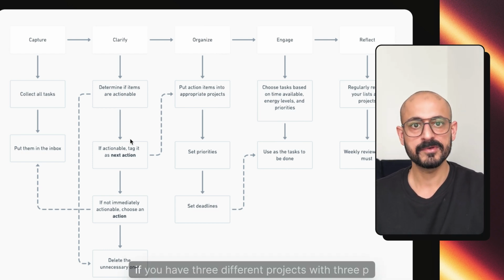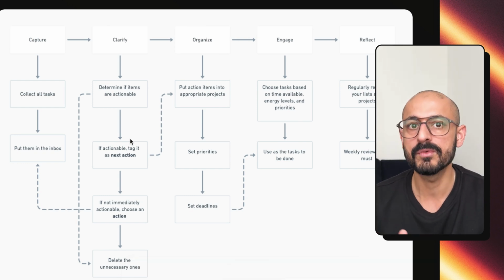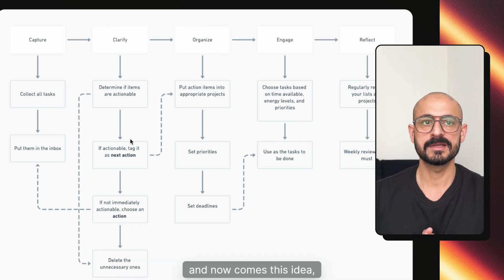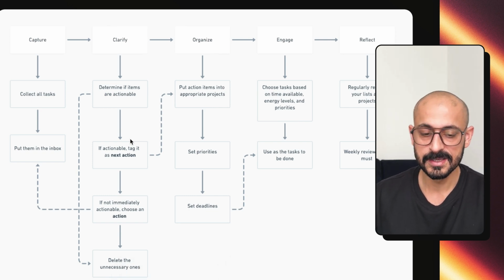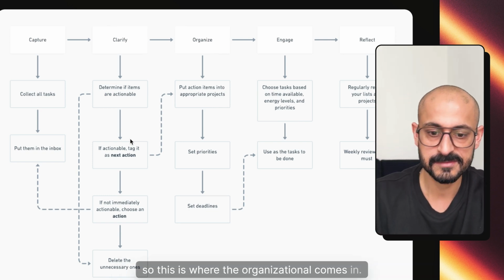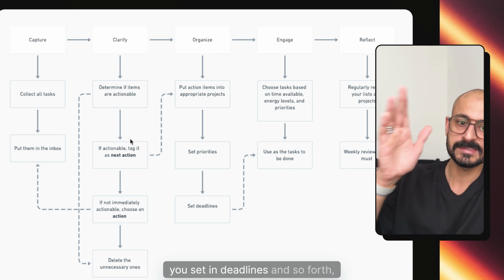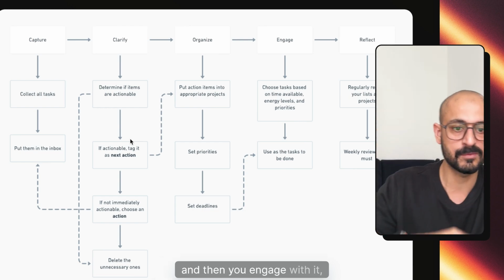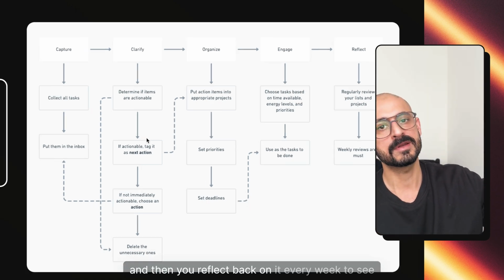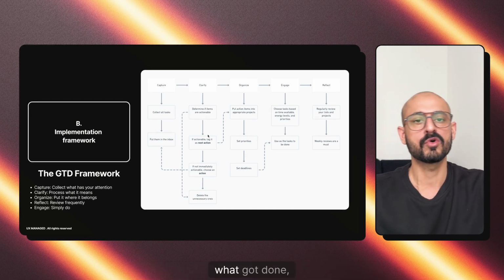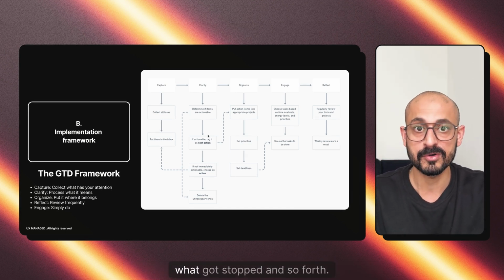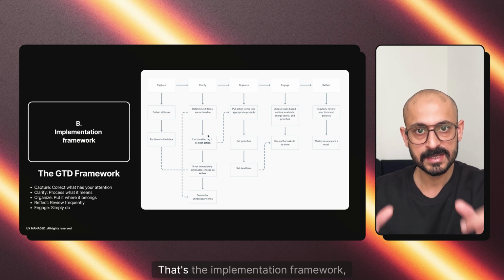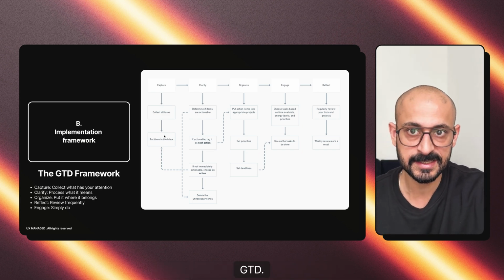So for example, if you have 3 different projects with 3 P1s, and now comes this idea, how are you going to manage which one to go for first? So this is where the organizational part comes in. You set priorities, you set deadlines and so forth, and then you engage with it, and then you reflect back on it every week to see what got done, what got moved to the inbox, what got deleted, what got stopped, and so forth. That's the implementation framework, GTD.